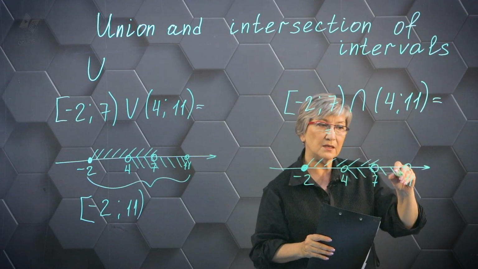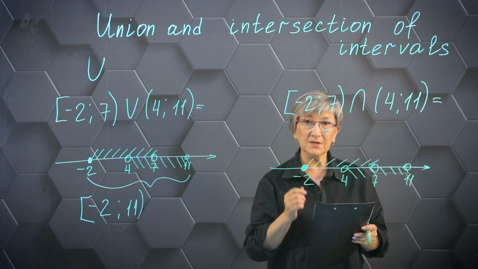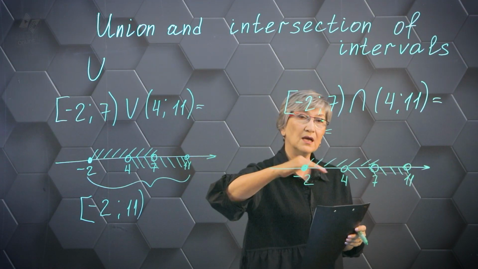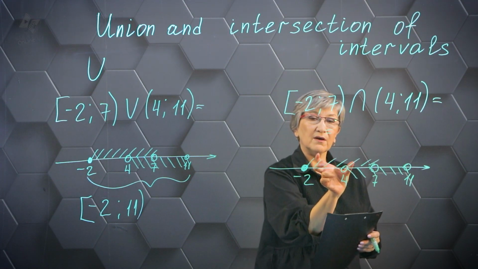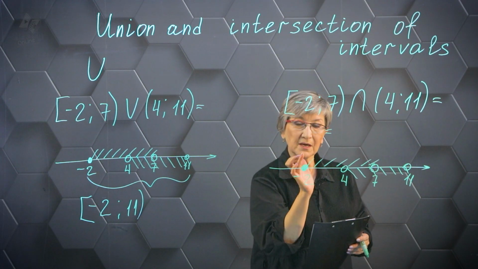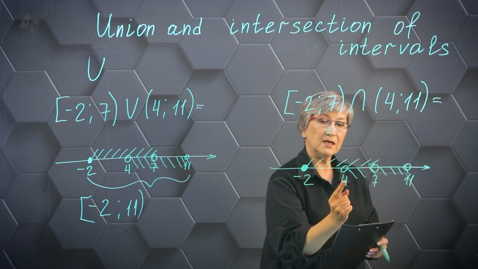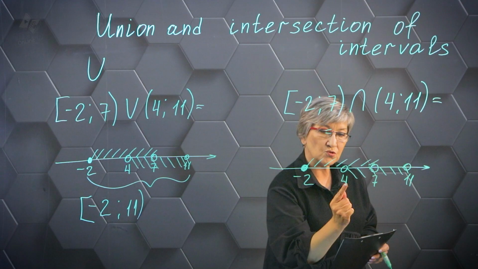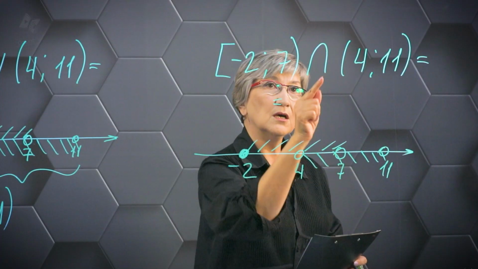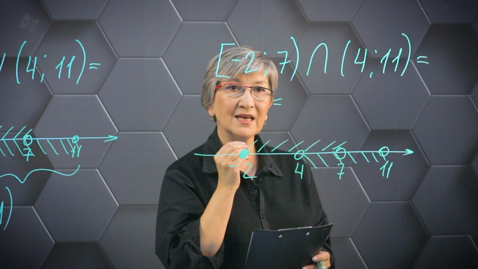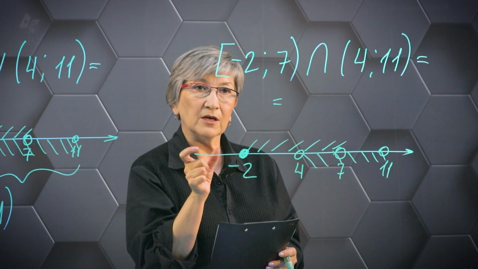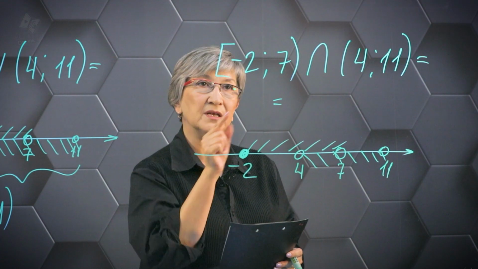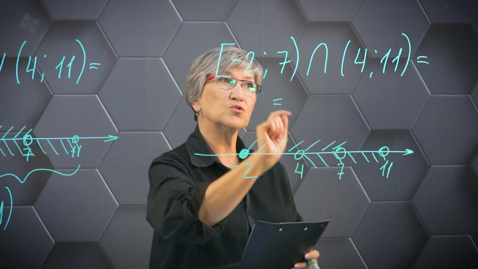Take note that to observe the intersection or union, I mark the region that represents the interval, for instance from -2 to 7 or in the interval from 4 to 11. But in our case, we need to find the intersection, to find the interval in which the numbers will belong to both the first and the second intervals.